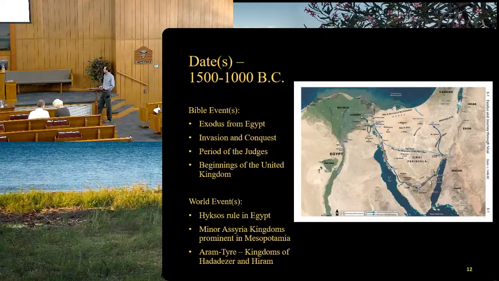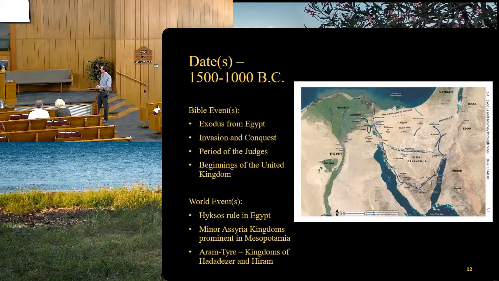But in world events, what things do we have there? So we have the Hyksos ruling in Egypt. And so that's some of those Western Semitic people that we mentioned that would be over in Egypt having a presence there. You have minor Assyrian kingdoms prominent in Mesopotamia. So this is a time where Assyria is not dominating yet, but they are certainly in the Mesopotamian region, and they're coming up and coming to power.